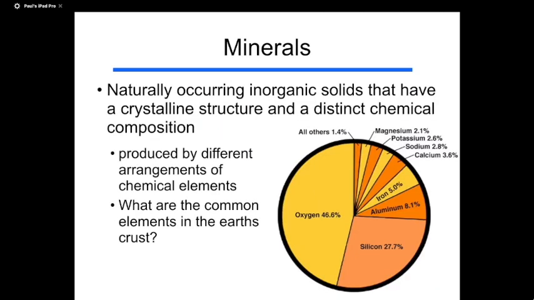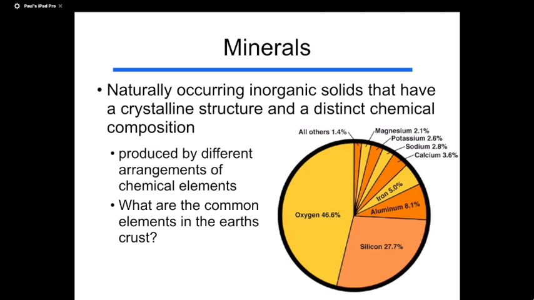Minerals are inorganic solids that have a crystalline structure and distinct chemical composition. We talked about it in chemistry, and this is what happens in science a lot of times. One type of scientist will call it one thing, and another type of scientist will call it another thing, but they're actually the same thing. A mineral is an ionic compound. A chemist calls it an ionic compound, a geologist will call it a mineral. It has a distinct chemical composition because it's a distinct chemical.